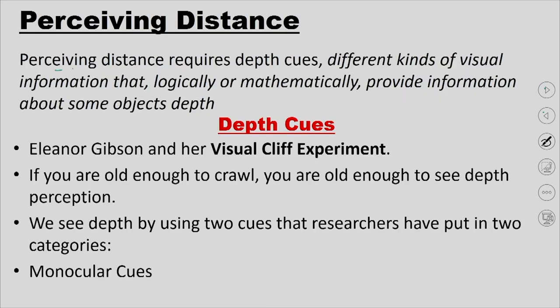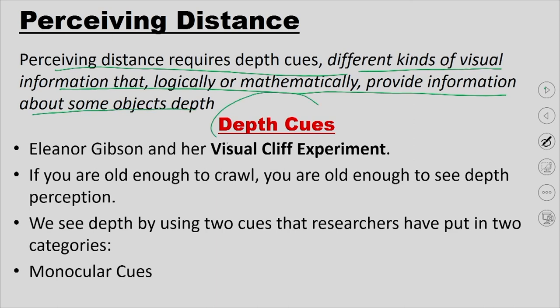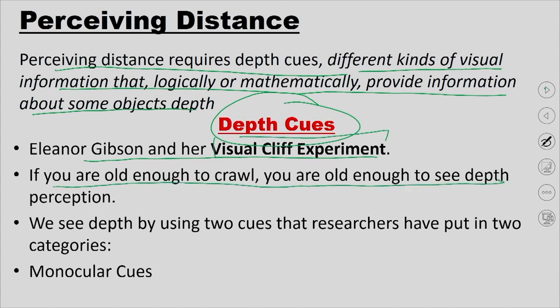So, perceiving distance requires depth cues, different kinds of visual information that logically or mathematically provide information about object depths. Now, how does the depth cue really work? An experiment was done by someone called Eleanor Gibson, and her idea was that depth perception is embedded in humans to start with. She created something called the visual cliff experiment. What was it? If you are old enough to crawl, you are old enough to see depth. That is the outline of this experiment.